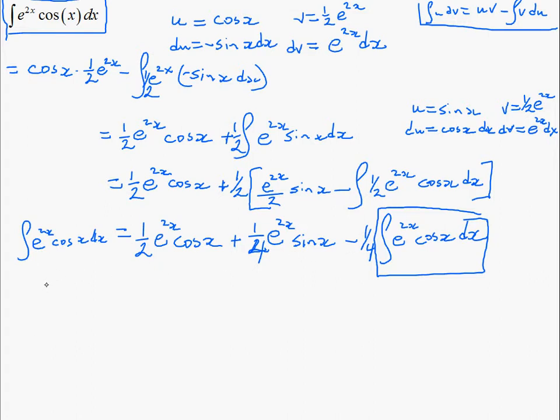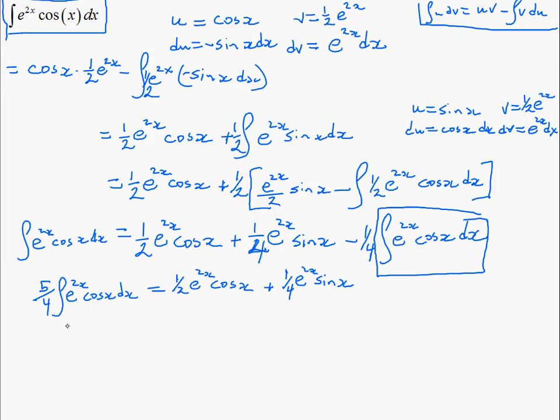So if we add those together, we actually get 5 over 4, 1 plus a quarter, times the integral of e to the 2x cosine of x dx is equal to 1/2 e to the 2x cosine x plus a quarter e to the 2x sine x, and this term has gone over here to get the 5 over 4. So the integral part is gone.